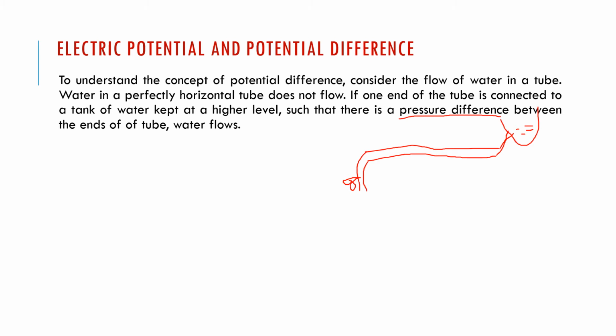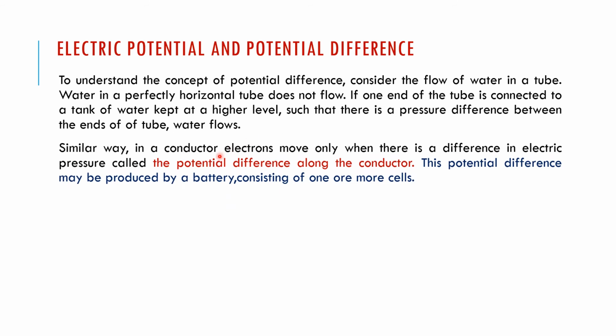The same is the case with a conductor. In a conductor, electrons move only when there is a difference in electric pressure. Water flows when there is a pressure difference; similarly here we use the term electric pressure. That electric pressure is called the potential difference across the conductor. Very important: for electrons to flow from one part of the conductor to another, there should be an electric pressure difference, known as the potential difference along the conductor.